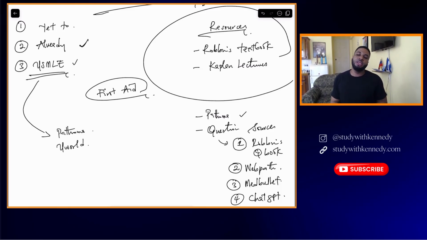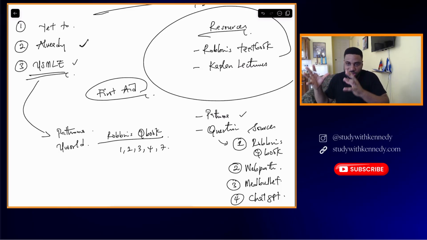Now, depending on your level as a student, UWorld may be what you go to straight, or you may need to do the Robbins question book before UWorld. When I work with students preparing them for the USMLE, I often ask them to do chapters 1, 2, 3, 4, and 7 of the Robbins question book. These chapters will cover general pathology. So if I have a student prepare for the USMLE, I would first have them do those chapters in the Robbins book before they do a block of general pathology on UWorld.